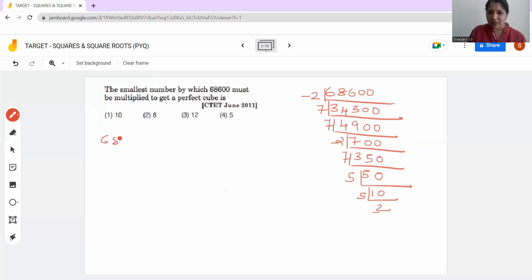So here, let us write 686,000. 2 is multiplied 3 times here. Then you can see 7 also appears 3 times here, so we can write it as 7 multiplied 3 times. But you can see 5 is multiplied only 2 times, right? If we need it as a perfect cube, what do we need? One more 5 to be multiplied with this group. Then only we can have every prime number in a group of 3. So the number which we have to multiply to get a perfect cube is 5, option 4.